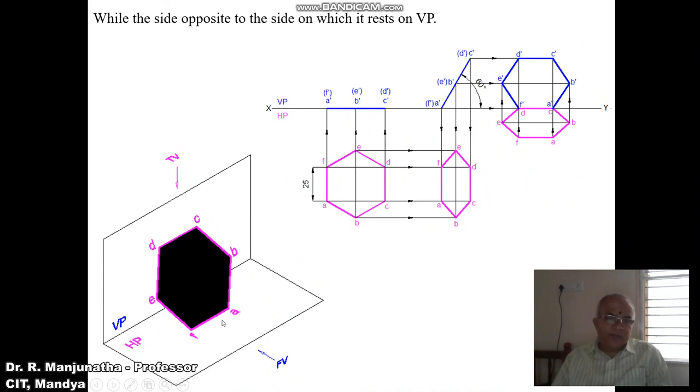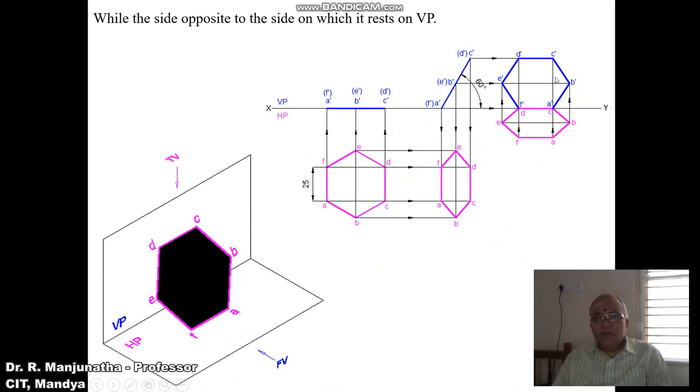And this is how we can see AF is resting on HP in 3D and CD is resting on VP. When you look from the top view, that projected surface is going to look like this, and when you look from the front view, the projected surface on the vertical plane is going to look like this in the front view. So this is how you will be able.